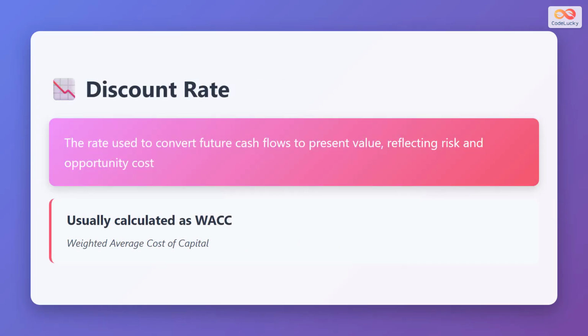The discount rate is the rate used to convert future cash flows to present value. It reflects both the risk of the investment and the opportunity cost of capital. In most DCF analyses, we use WACC, or weighted average cost of capital, as the discount rate. WACC represents the average rate a company must pay to finance its assets, weighted by the proportion of debt and equity in its capital structure.